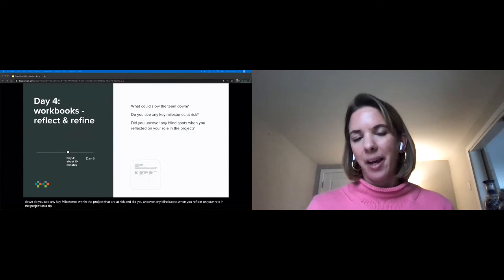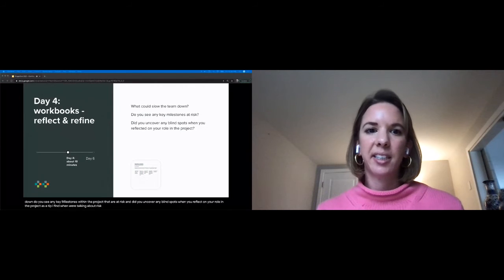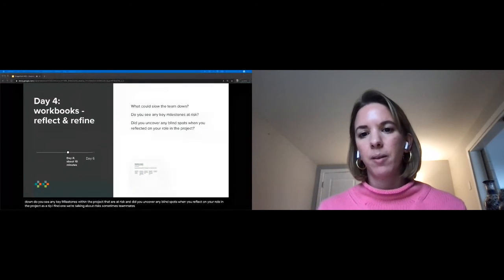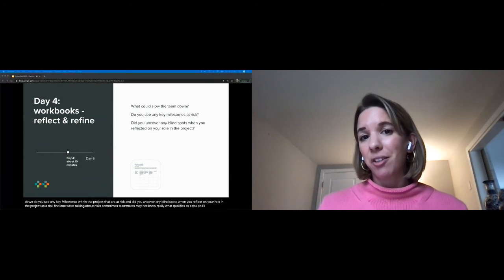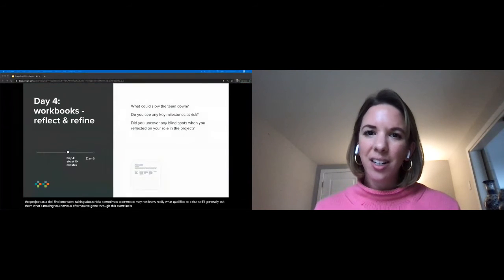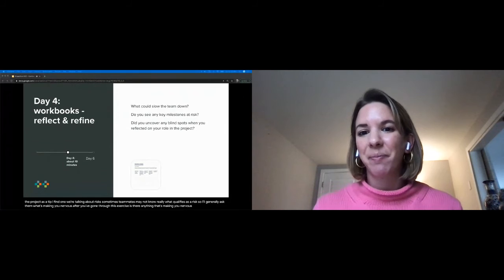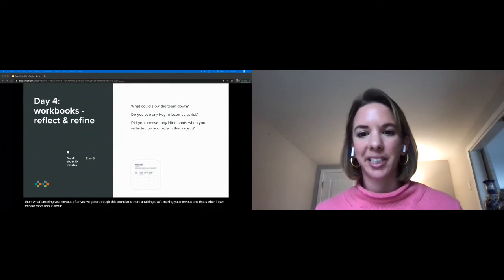As a tip, I find when we're talking about risks, sometimes teammates may not know really what qualifies as a risk. So I'll generally ask them, what's making you nervous after you've gone through this exercise? Is there anything that's making you nervous? And that's when I start to hear more about risks.